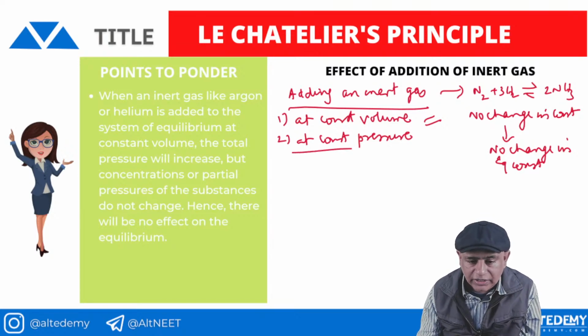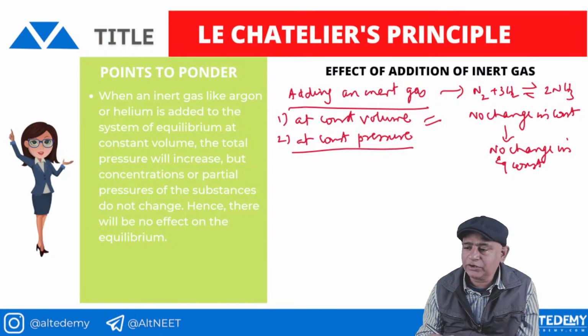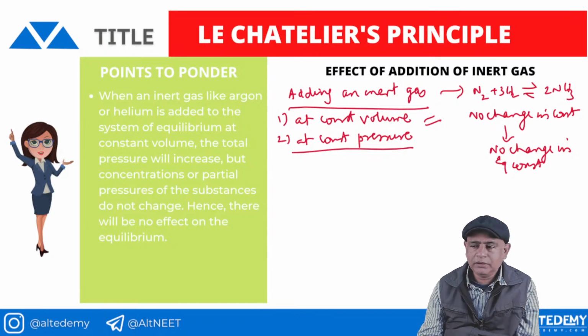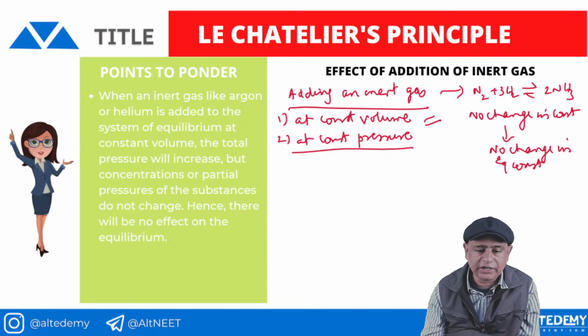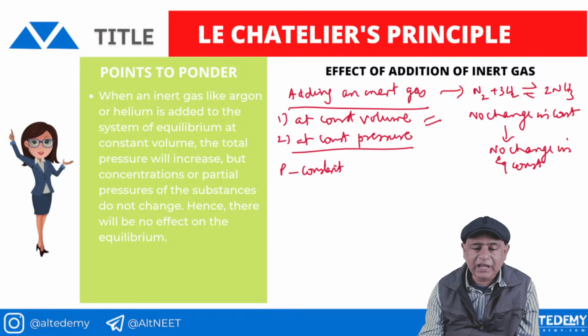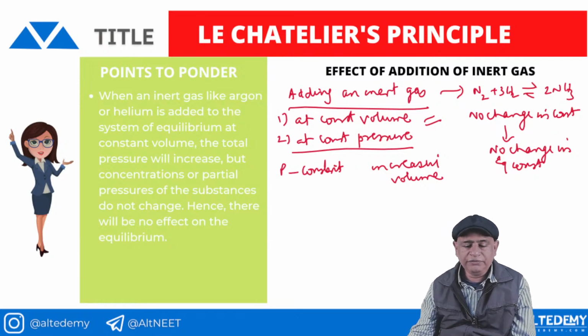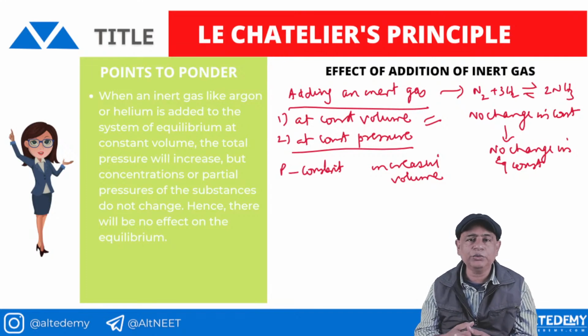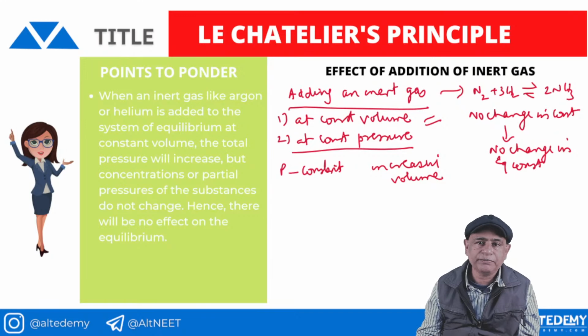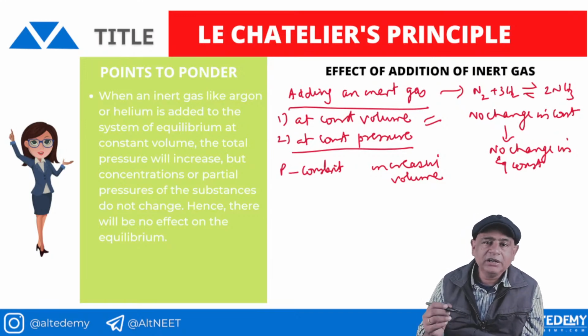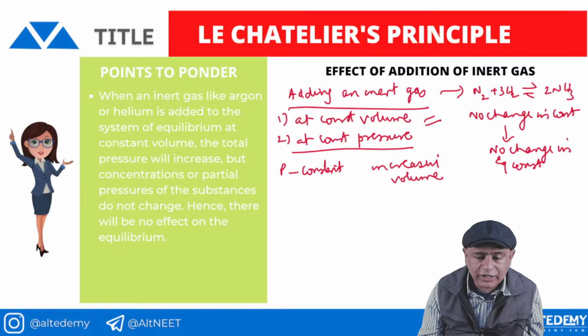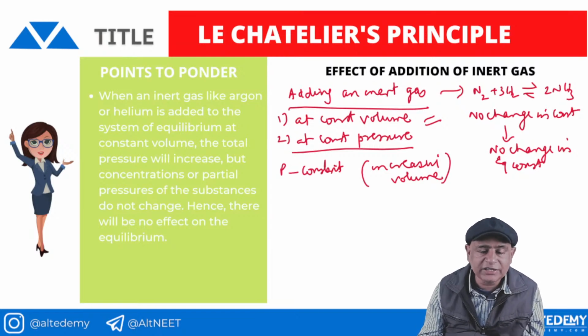But if we are adding inert gas at constant pressure, now pressure has to be kept constant, and we are adding inert gas. That means we are increasing volume. I hope you are getting it. If we are adding inert gas at constant pressure, it is equivalent to increasing the volume of the reaction container. Now, we have already analyzed what generally will happen in case of increasing volume.